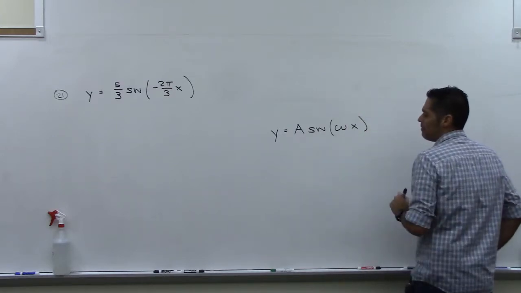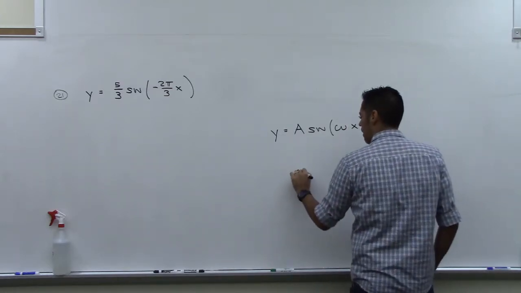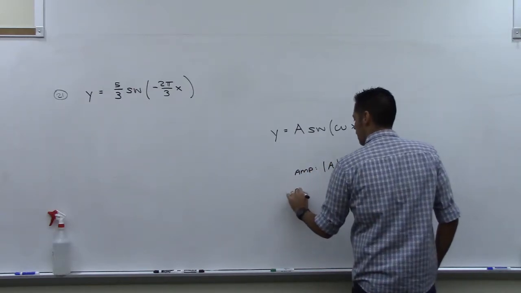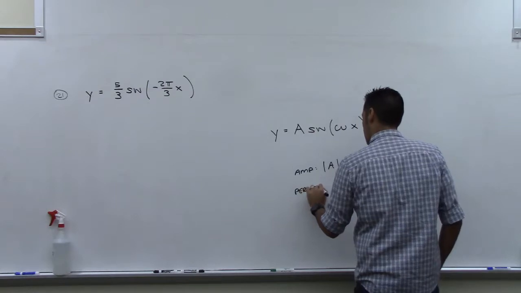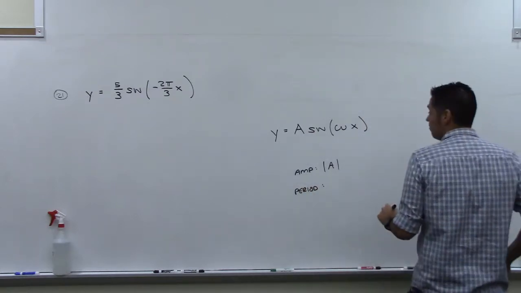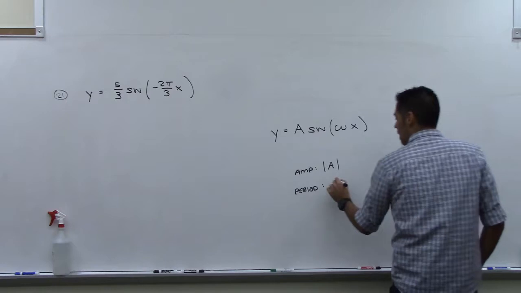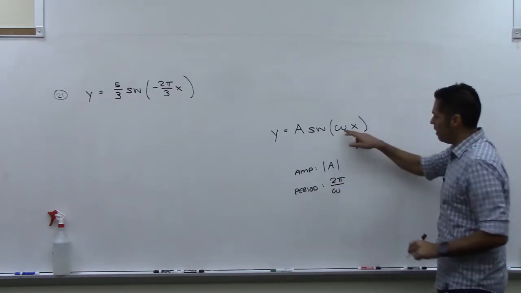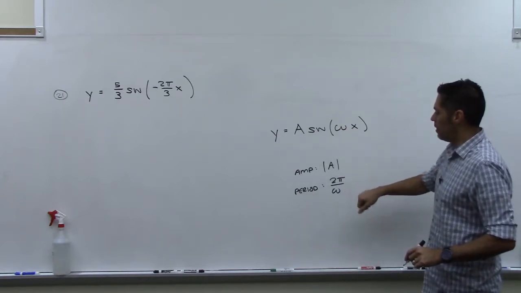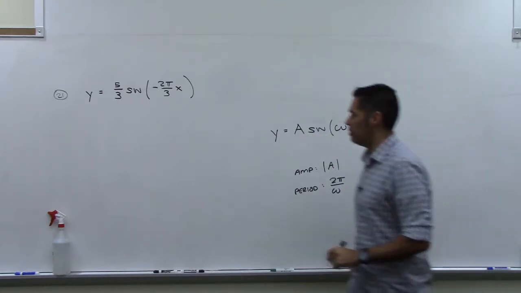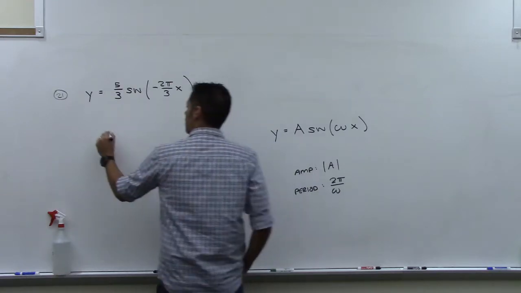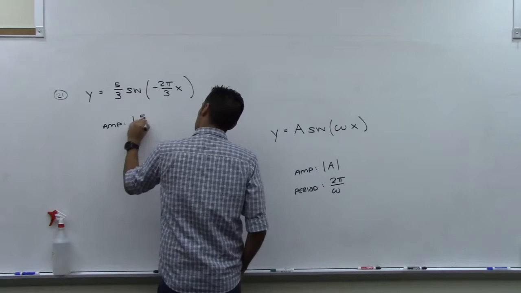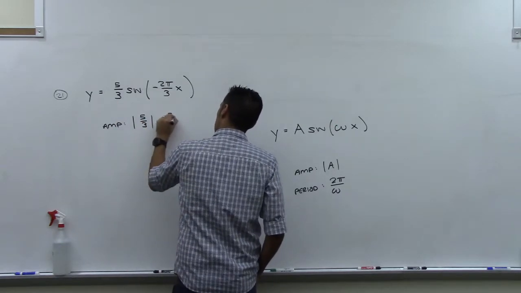All right, so if we have this, then the amplitude is the absolute value of A, and the period is going to be 2 pi over omega. All right, so we take 2 pi and divide it by that number, gives us our period, take the absolute value of that number, gives us our amplitude. This works for sine and cosine. So the amplitude here is just the absolute value of 5/3, right there, which is just 5/3.